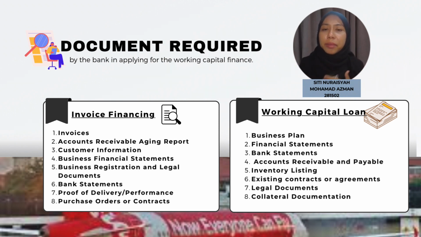by analyzing the aging categories. Number 3, they need the customer information. This data can assist the financing providers in assessing the risk connected with Asia's customer base, for lenders to manage the risk of invoice financing. Number 4, we have the business financial statement. Number 5, business registration and legal documents. Number 6, bank statement. Number 7, we have the proof of delivery.